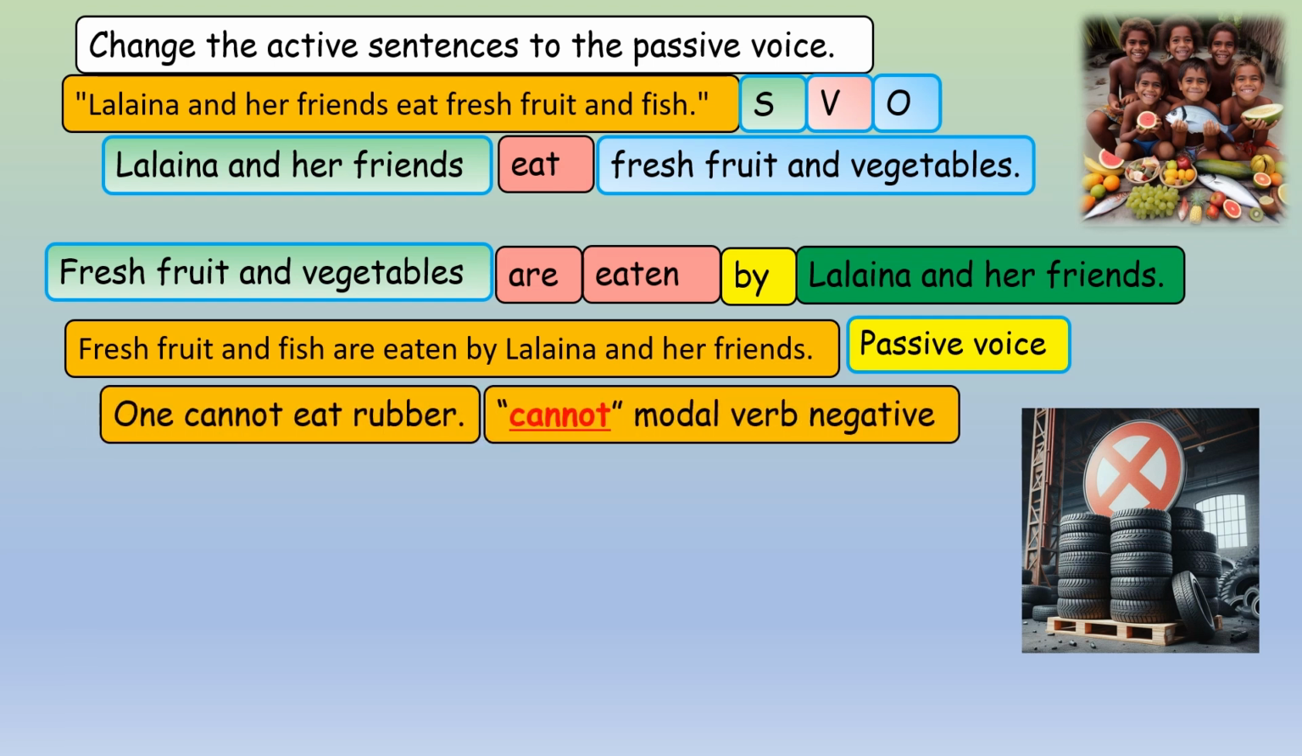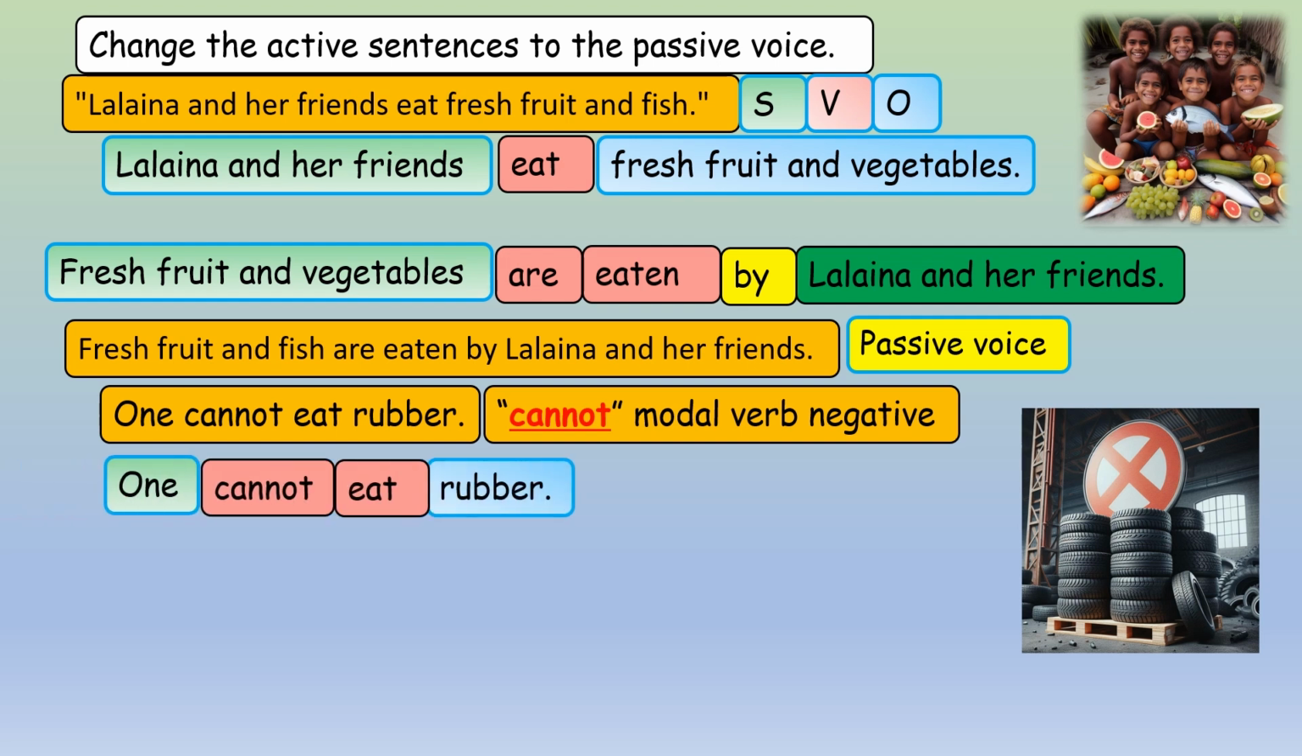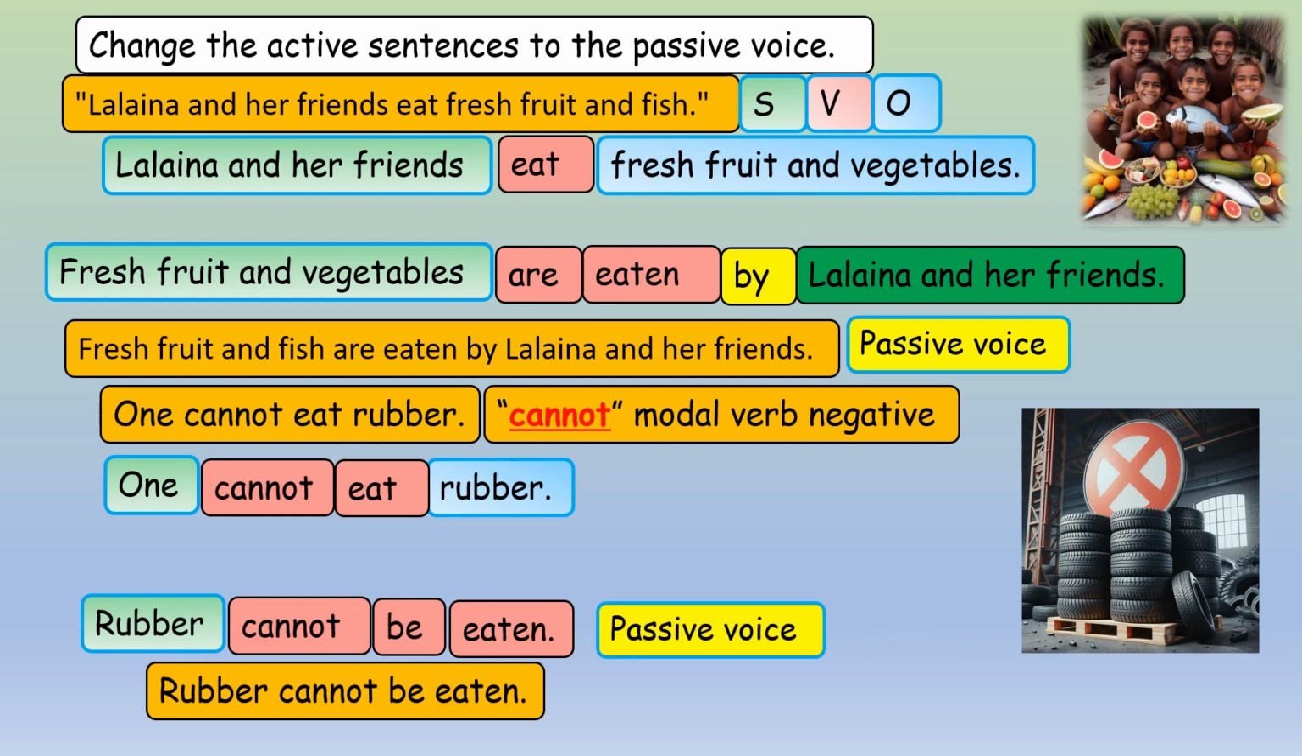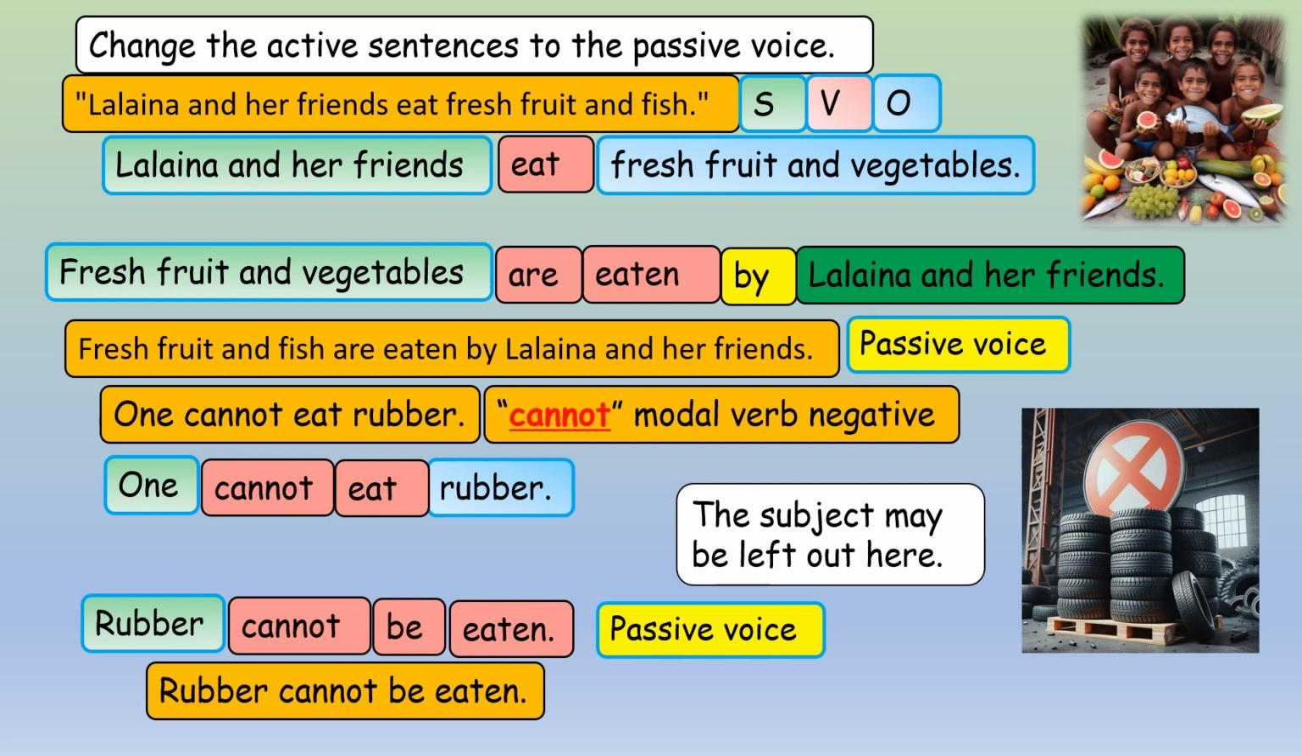One cannot eat rubber. Cannot, modal verb, but it's also the negative form of the verb can. My verb structure is cannot eat. Subject is one. Object is rubber. Let's start with rubber. That's now my subject of the passive sentence. And we merely say rubber cannot be eaten. End of story. So, passive voice. The subject may be left out here.